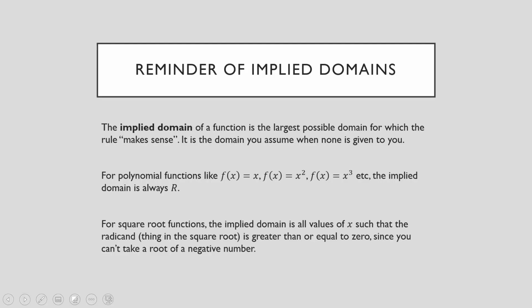For things like square roots, you've always got to think, what values of x make this thing make any sense? What makes a square root able to be evaluated? Well, the only condition you need is that the thing inside the square root, which we call the radicand, is not allowed to be negative. It has to be 0 or greater. That is the condition you need to place on yourself when figuring out the implied domains of square root functions.